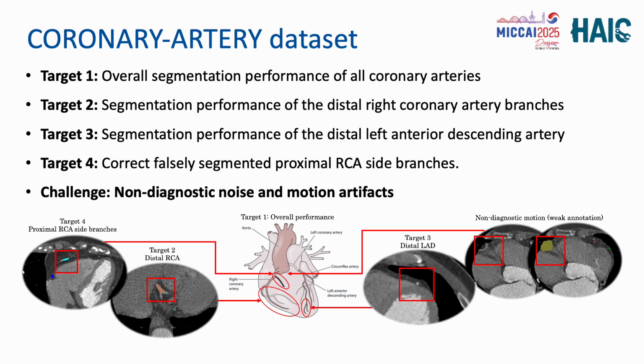In an additional dataset, we perform coronary artery segmentation at the segment level. We defined 4 different targets, including overall segmentation performance, distal right coronary artery, distal left anterior descending artery, and falsely segmented proximal RCA side branches. One challenge of the dataset is the inclusion of non-diagnostic images affected by noise and severe motion artifacts.